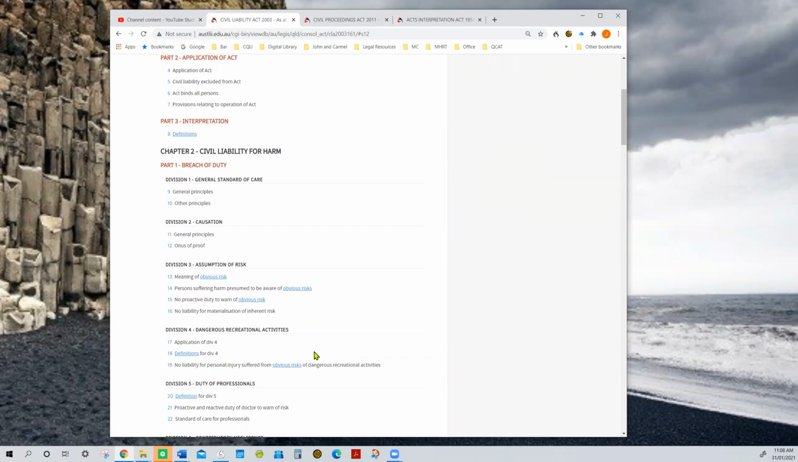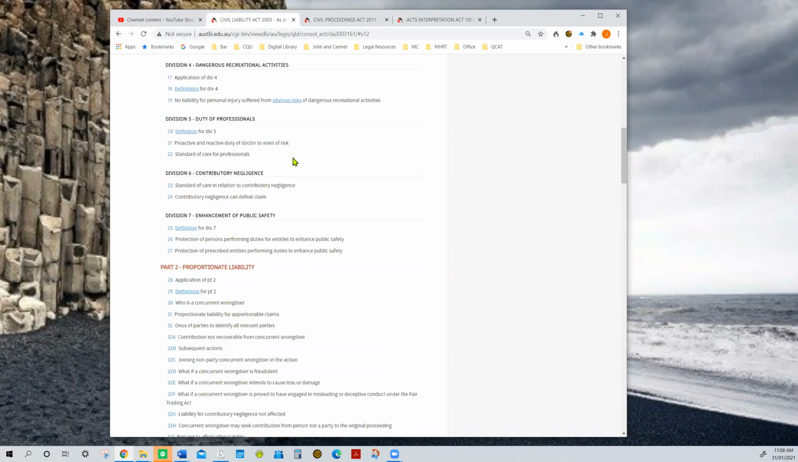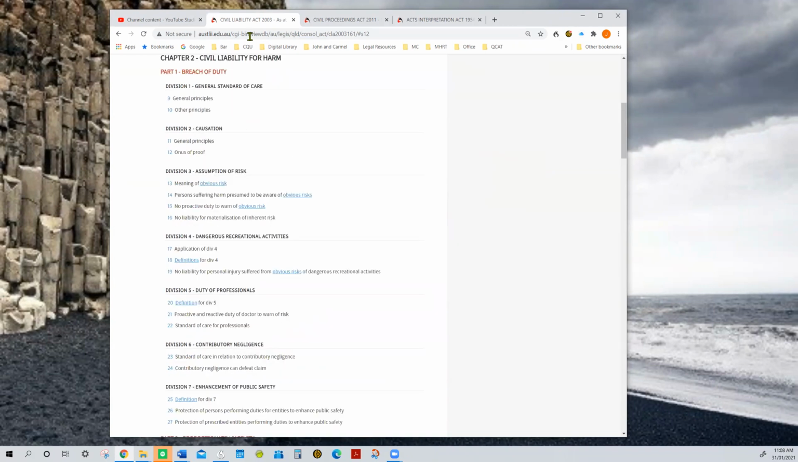So you'll see that section 12, that deals with Division 2 causation, is part of Part 1, breach of duty, which relates to Chapter 2, civil liability for harm. So those major headings give you a better idea of how to target your interpretation of, in this case, section 12 of the Act. All right, let's have a look at another piece of legislation.